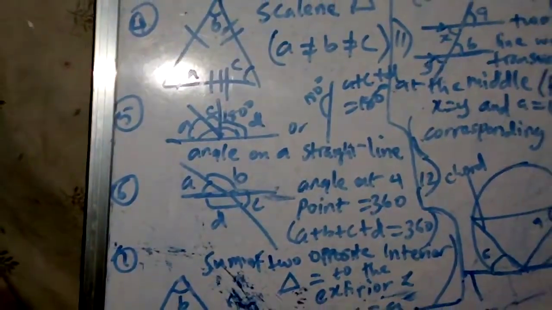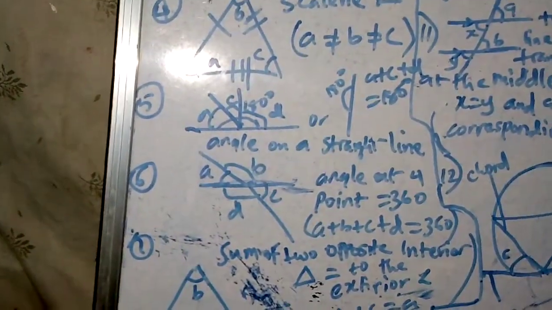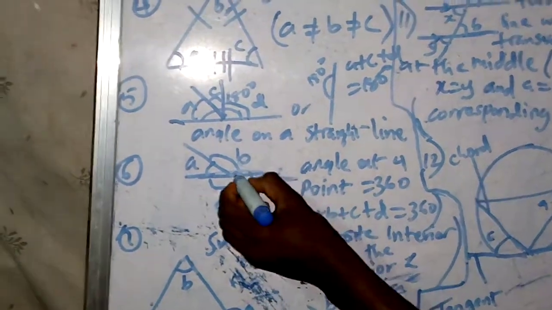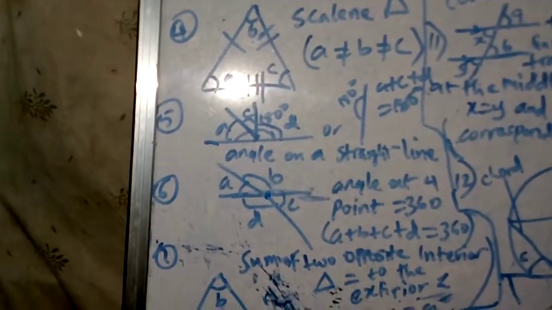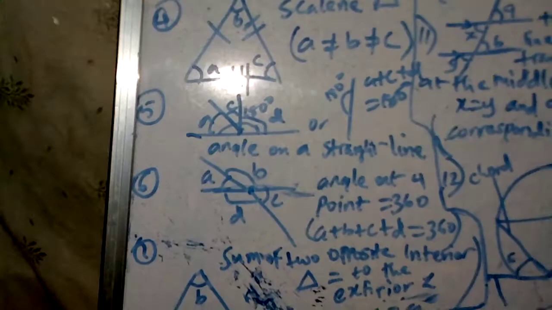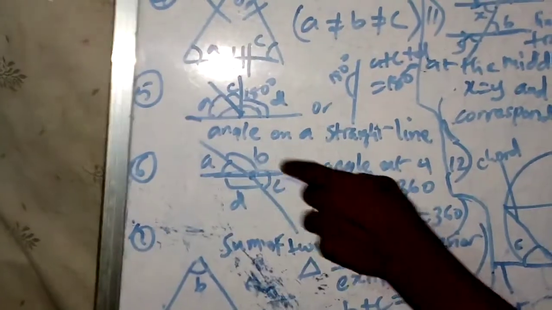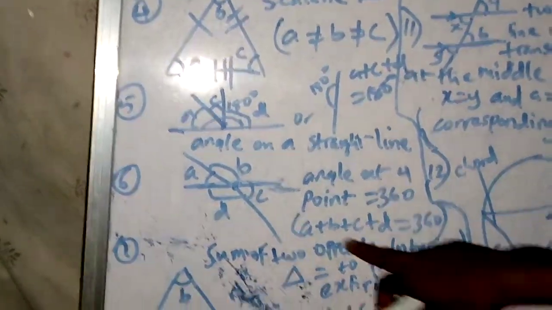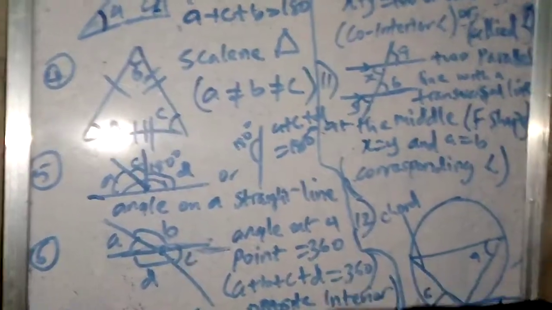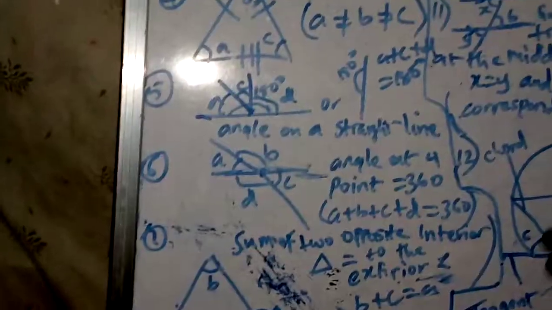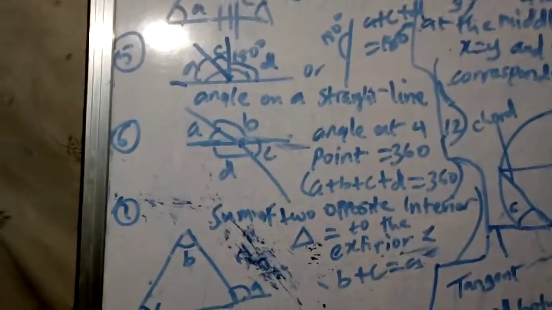The sixth rule says that looking at this is a point. Angles meeting at a point, or angles at a point, equal 360. That is, A plus B plus C plus D equals 360. When you add everything together, it equals 360. The reason is angles at a point. You must know that when you see that in a question. So let's move to the seventh reason.